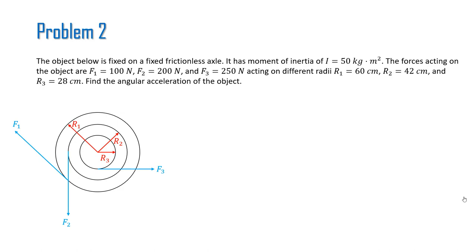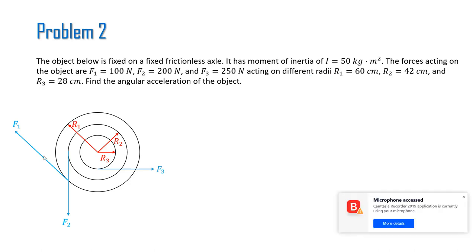We have F sub 1 equals 100 newtons, F sub 2 equals 200 newtons, and F sub 3 equals 250 newtons. And they are acting on different radii. So R sub 1 equals 60 centimeters, R sub 2 equals 42 centimeters, and R sub 3 equals 28 centimeters. So we are to find the angular acceleration of the object.